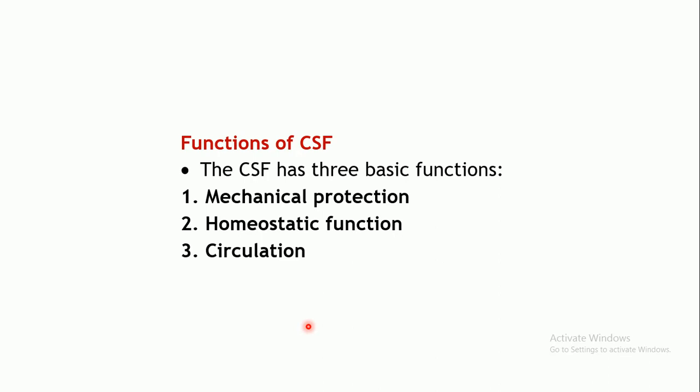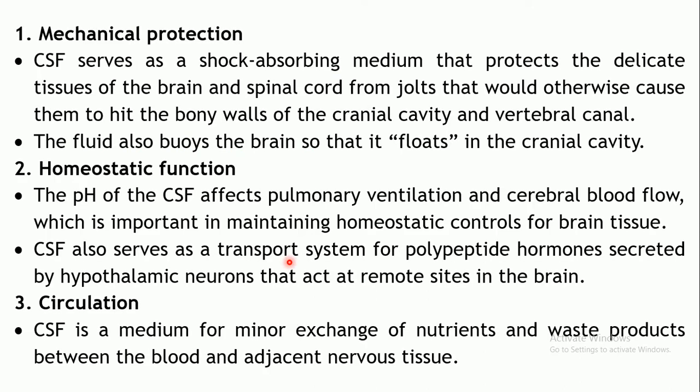Now coming to the functions of the CSF. So before going into the formation and the flow, let's talk about the functions of the CSF. There are three main functions carried out by the CSF. First one is the mechanical protection, second one is the homeostatic function, and the third one is the circulation. So mechanical protection. It's a shock absorbing liquid, which forms a protective layer around the brain and the spinal cord in the subarachnoid space.